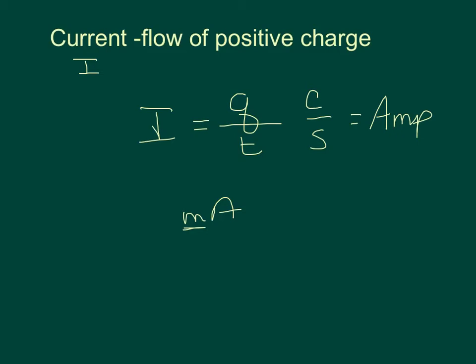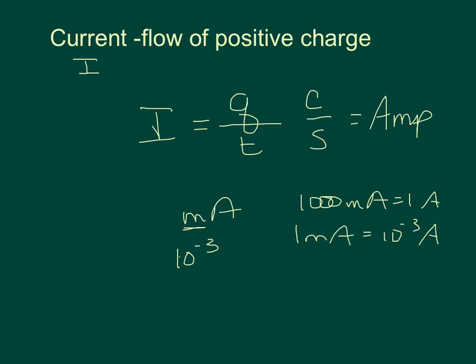Milli means 10 to the minus 3, so there's 1,000 milliamps in 1 amp, or 1 milliamp equals 10 to the minus 3 amps. So you are going to have to convert your milliamps to amps.